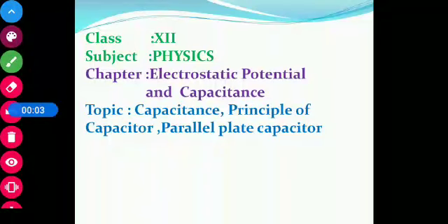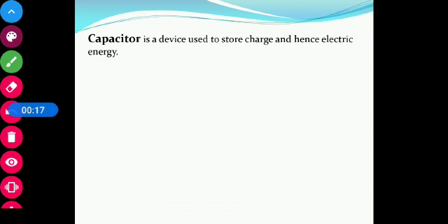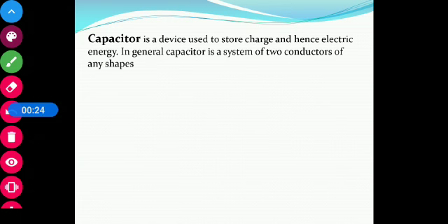Today's topic is capacitance, principle of capacitor and parallel plate capacitor. A capacitor is a device used to store charge and hence electric energy. In general, a capacitor is a system of two conductors of any shape or size separated by an insulator.